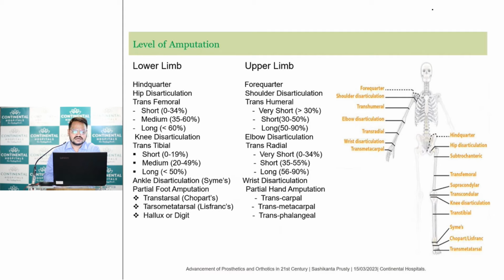Then upper limb, again the same: forequarter, shoulder disarticulation, transhumeral. When we come to the main bone, different lengths will be there, which we call short, long or very short. Then elbow disarticulation, then transradial, which is also the same way, short, long or very short. Then wrist disarticulation, partial hand amputation, transcarpal, transmetacarpal, transphalangeal. These depend on the conditions.